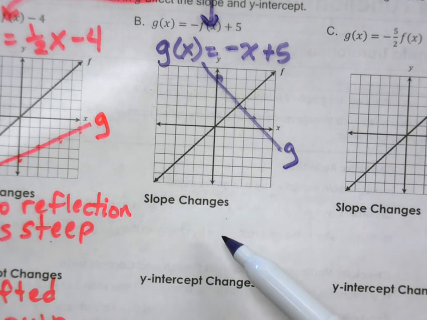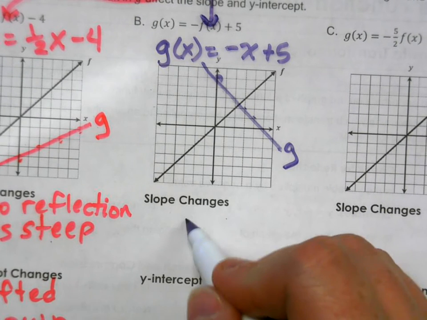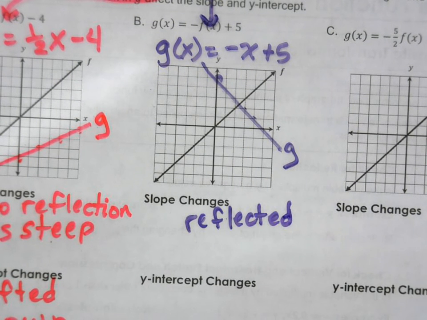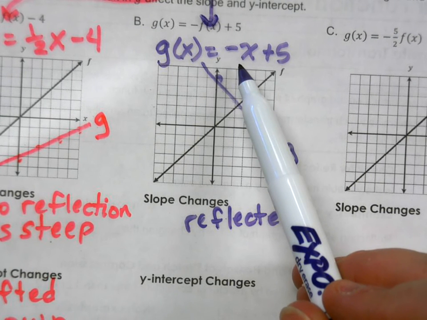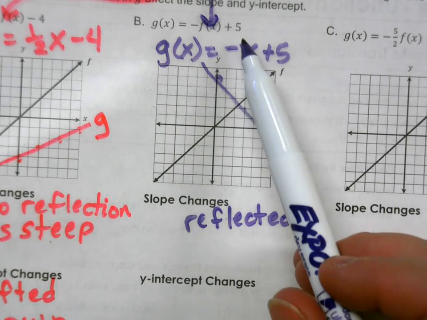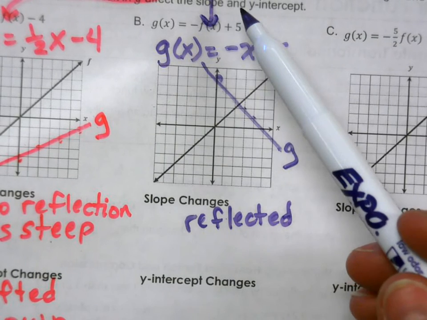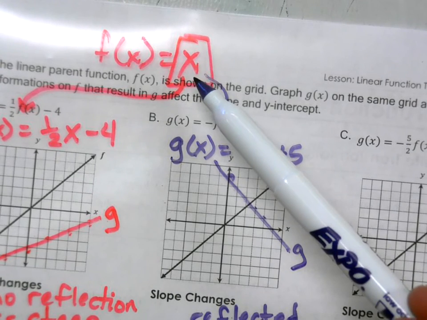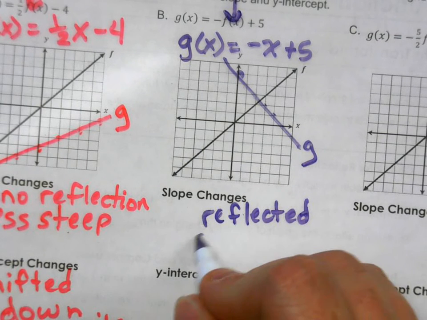What changes happened in my slope? Was it reflected? It reflected. Did it get any steeper? What number is in front of that x? A -1. The number itself is 1. What's the slope of my original? Positive 1, so 1 as well. So did the steepness change? No, so same steepness.